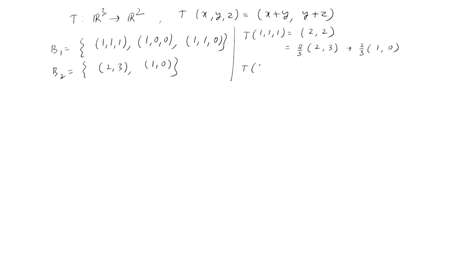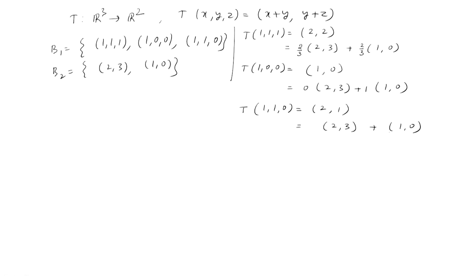Now, if you take T of (1, 0, 0), here you take 1 plus 0 is 1 and 0 plus 0 is 0, which is 0 times (2, 3) plus 1 times (1, 0). So, the coordinates of this vector will be (0, 1). Now, T of (1, 1, 0) will be, you see, 1 plus 1 is 2 and 1 plus 0 is 1, and you want to write it as a linear combination of these two vectors. You want 1 here, so it is 1 by 3, and you want 2 here, 2 by 3 means 4 by 3.